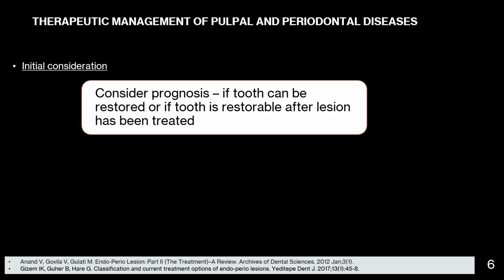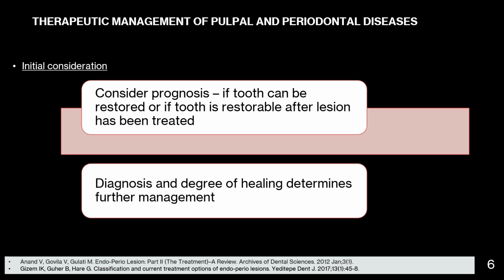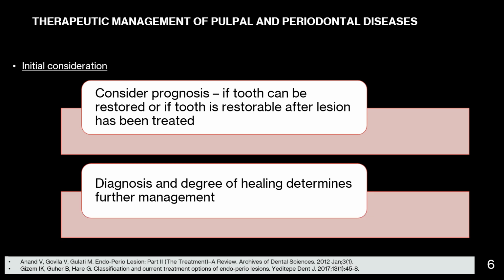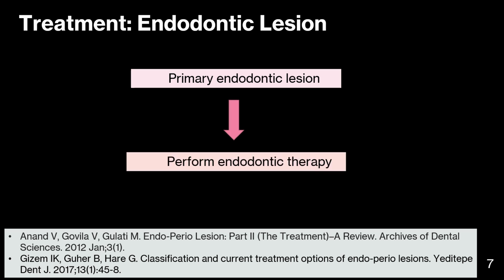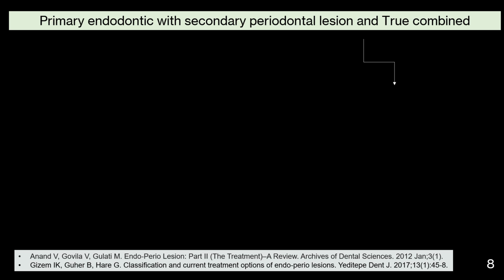Now, if you have these endo-perio lesions, then the initial consideration is to consider the prognosis, that is, whether the tooth can be restored, and then make a proper diagnosis and assess the degree of healing, which will determine the further management. If there is a primary endodontic lesion, then the goal is only to perform endodontic therapy. Now, what if there is a primary endodontic lesion with secondary periodontal involvement, or what if there was a true combined lesion?